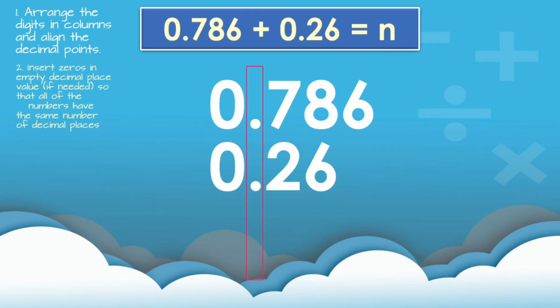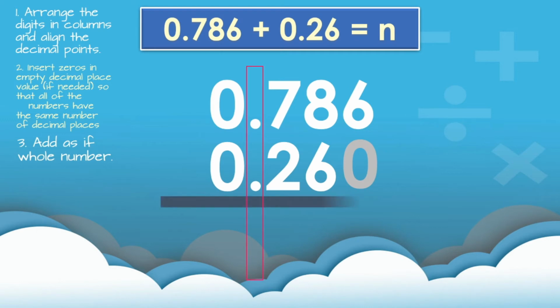Then, second step is insert the zeros in empty decimal places or place value if needed. So, kung napapansin nyo, walang katapat si 6. Just to have the same number of decimal places, we're just going to add zeros. And then, add as if whole number. This time, we're just going to add, so we're just going to use the process in adding whole numbers.